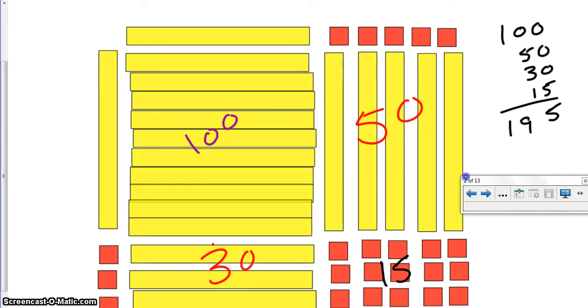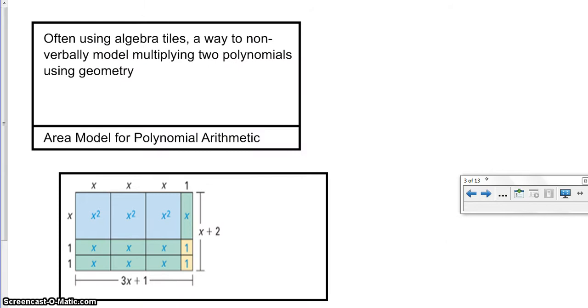Now, I know you've already been through elementary school and you're going, Mrs. Rose, why on earth are you doing this? Well, here's the reason why. We're going to talk about an area model of polynomial arithmetic. And we often use algebra tiles, and we will use algebra tiles tomorrow in class, but this is a way to non-verbally model multiplying two polynomials using geometry.